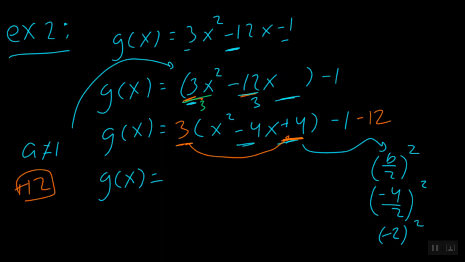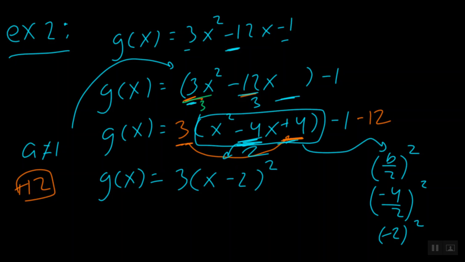So now we have g of x is equal to 3 parentheses, and remember to turn this into a perfect square, well, let's write x and then take our b term and divide by 2. Negative 4 divided by 2 is negative 2 squared, and negative 1 and negative 12 is negative 13.